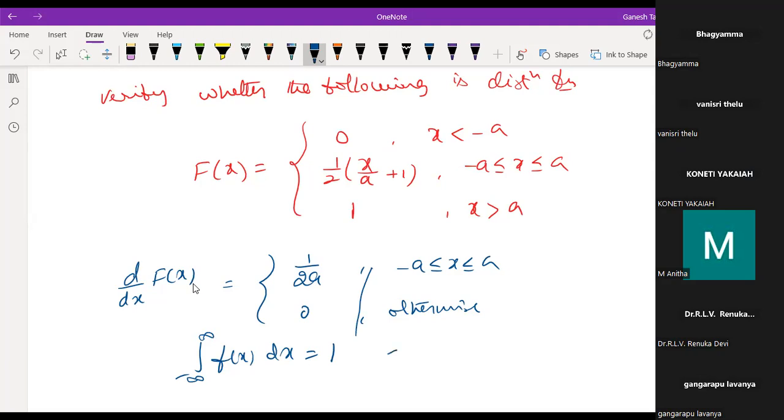So the integral from minus infinity to plus infinity of f of x dx means the integral from minus a to a of f of x dx. So this is 1 by 2a times the integral from minus a to a of 1 dx. So this is your 1. So hence capital F of x is a distribution function. Okay, any doubt?